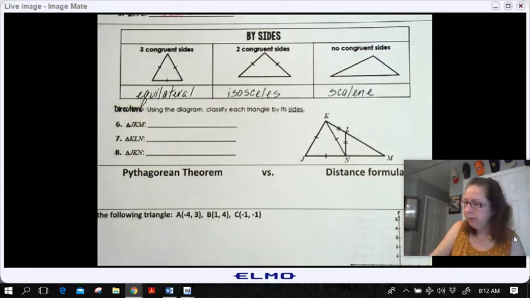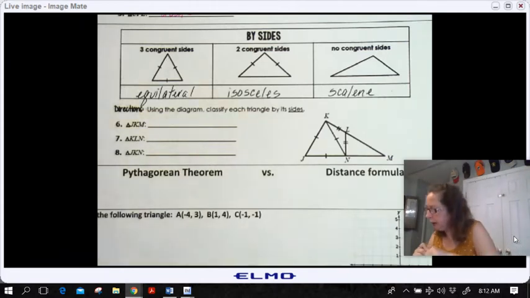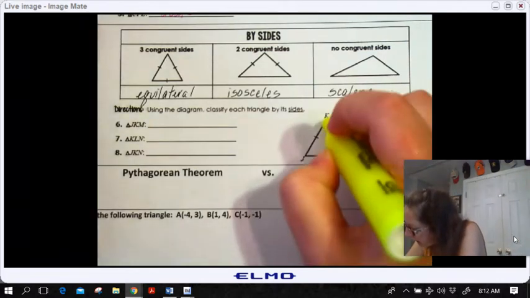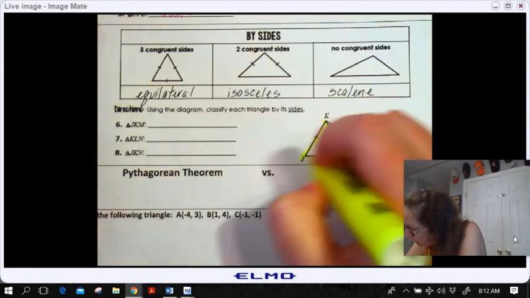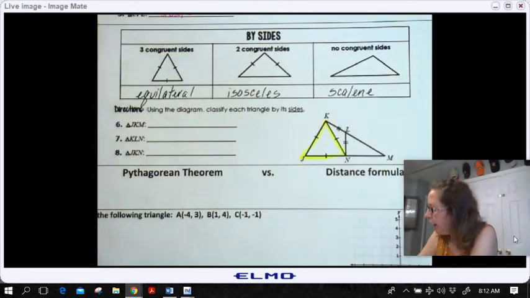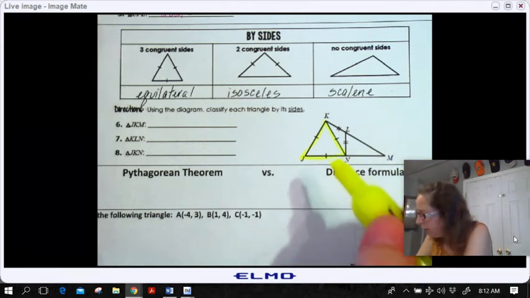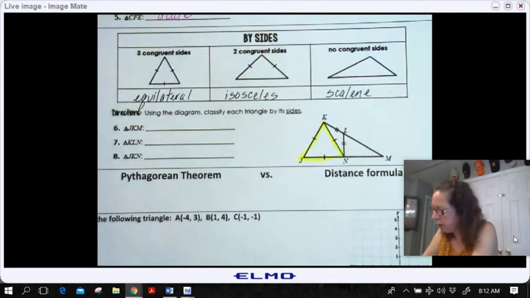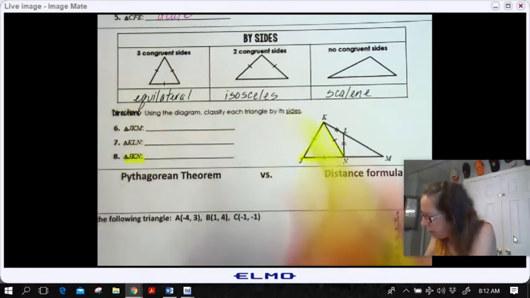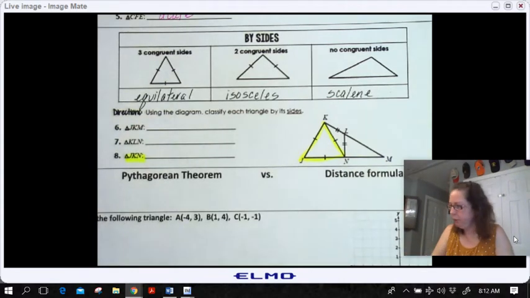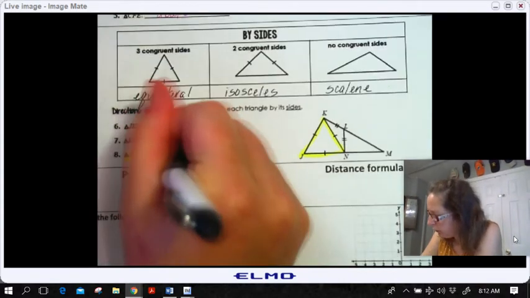So the first one that stands out to me really very quickly is the equilateral triangle. It's KJN. Oh, here it is. They have it labeled as JKN, but same thing. This is equilateral.